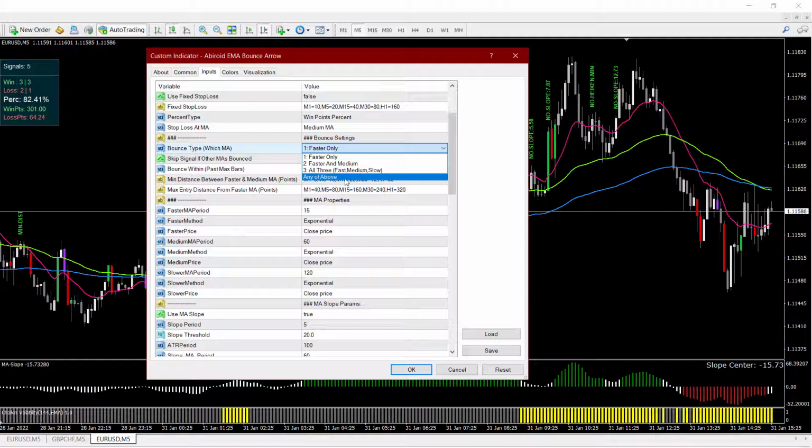And if you set all of these, any of the above, then it will check if price goes below faster, or price goes below medium as well as faster and comes back above, or all three.